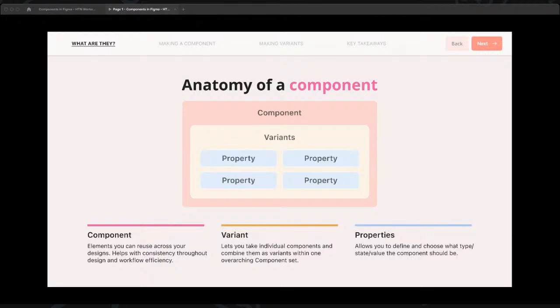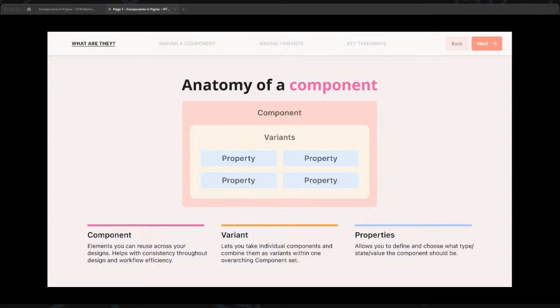Okay, digging a little deeper into the actual anatomy of a component. It's actually a lot simpler than it looks. A component is basically just, like we said, a building block that you can reuse across your designs with ease. As we dig deeper, we find that each component can have numerous variants. These are defined by the properties of the variant, which are things such as hover or disabled states, buttons with and without icons, and so on.